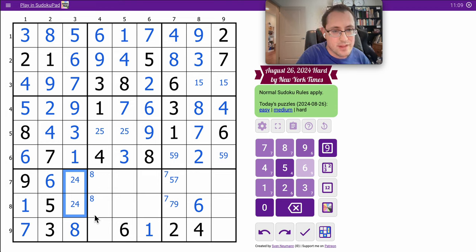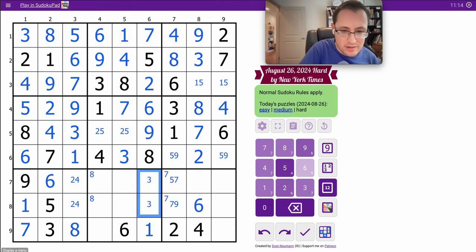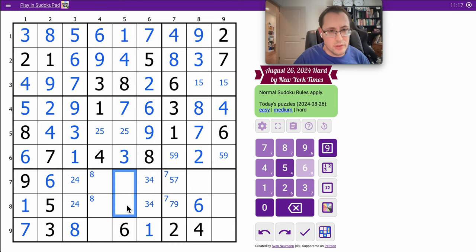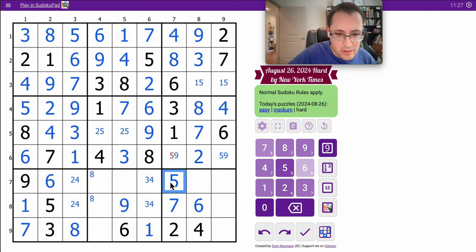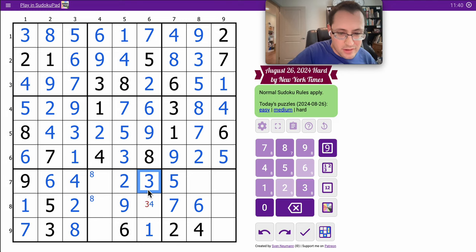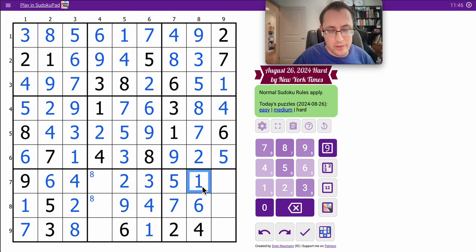Let's see. So column 6 now needs what looks like 3 and 4, which are not resolved. These are 2, 5, and 9. Well, that can't be 9, so this one must be 5, 9. Well, that's going to unwind all my other pairs, or enough of them that I should care, because I now have enough to solve the puzzle. And this is going to be over 10 minutes, but I got there, and that's what counts.